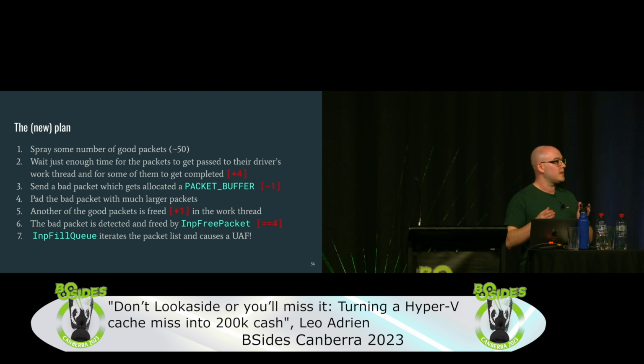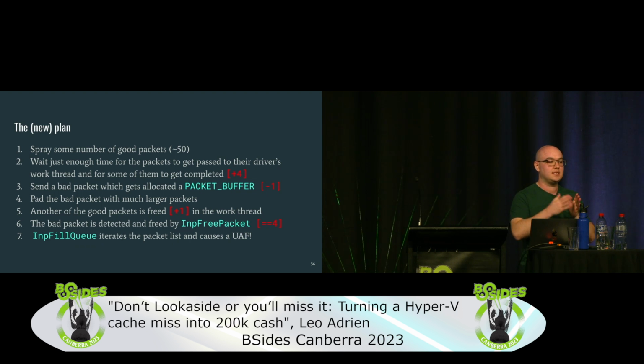We spray some number of good packets, so the number ended up being about 50. We wait just a bit of time for the packets to start to get processed and then completed, right? And so when they're completed, they get freed, and so that Lookaside list is going to start having a bunch of free slots, right? We've finished using the memory. Well, we're not going to give it back yet because we're a Lookaside list, but if we have enough of them free, then actually they will start going to the OS.